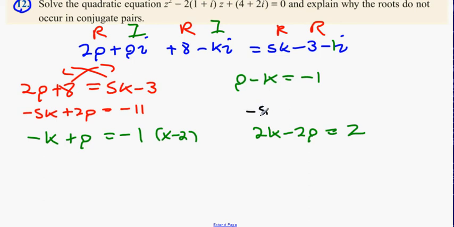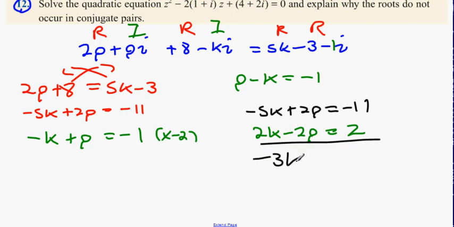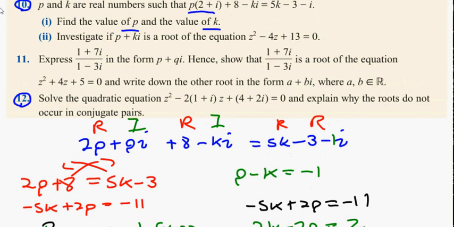Then we're going to get minus 5k plus 2p equals minus 11. Add them together: minus 3k equals minus 9, k equals 3. Now that we know that k equals 3, we can replace this k with 3. Minus 3 plus p equals minus 1. P therefore must be equal to 2. Therefore this answer is going to be p is 2.